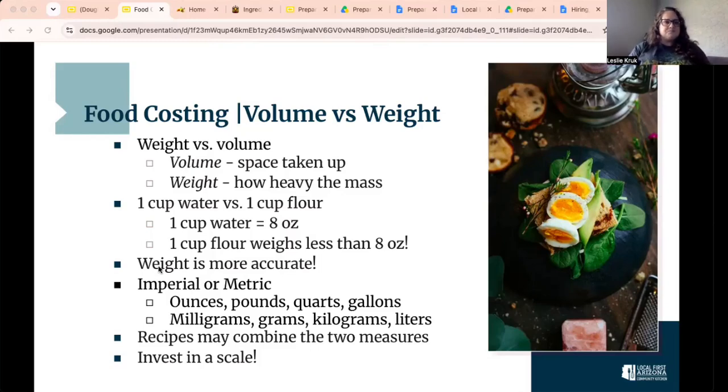weights. I mentioned this before, but 1 cup water versus 1 cup flour, 1 cup of water is always going to weigh 8 ounces because they're measured based on fluid ounces, where that 1 cup of flour is less than 8 ounces. So this is why the difference between weight and volume is so important. And again, when it comes to measuring recipes, weight is always going to be the most accurate.